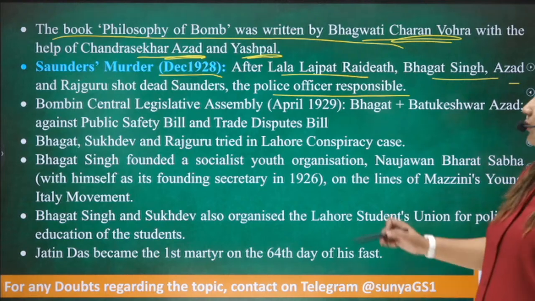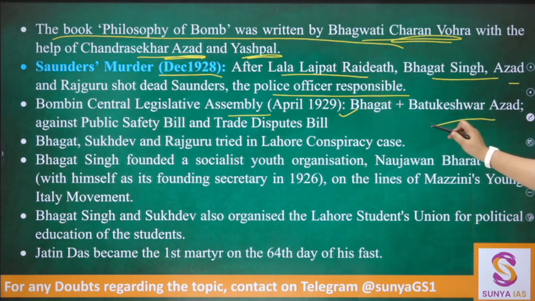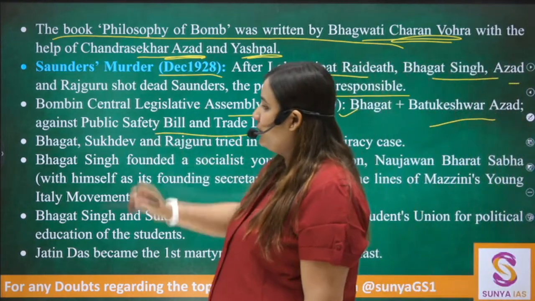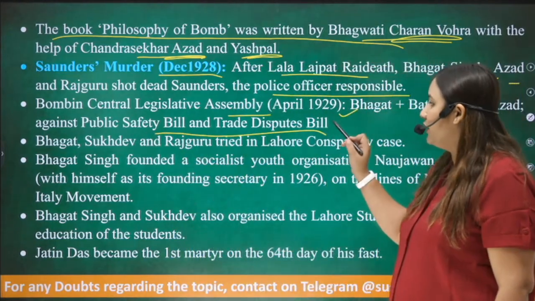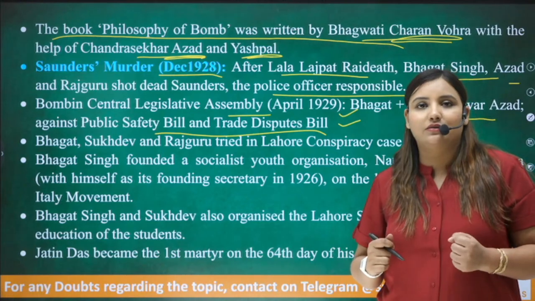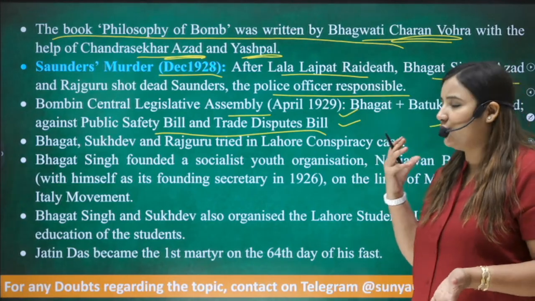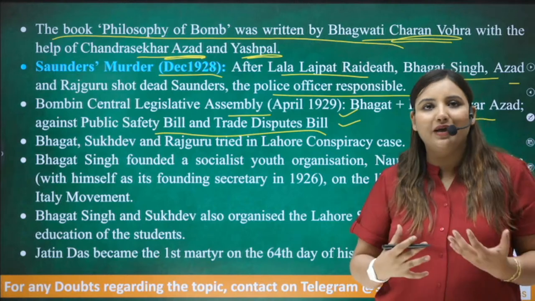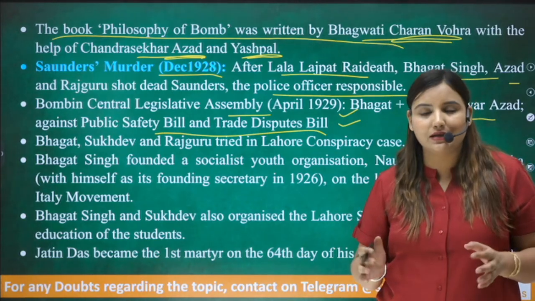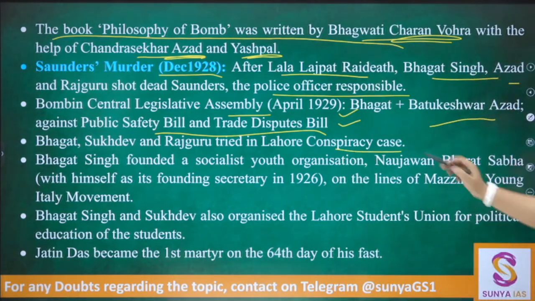Okay, so the Central Legislative Assembly in April 1929, where Bhagat Singh, Batukeshwar Dutt and other leaders were there. So basically what they did, they were against the Public Safety Bill and Trade Dispute Bill. So Bhagat Singh and others just did something here to make some noise and clearly start raising their voice against the British rule. They just wanted to place a bomb there, but that bombing was very harmless. It was not to kill anyone. But Bhagat Singh, Sukhdev, Rajguru were tried in the Lahore conspiracy case due to this one.